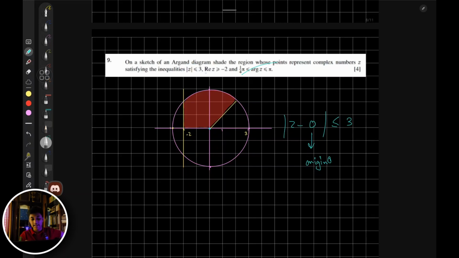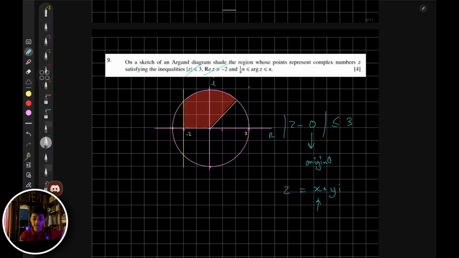Done. Next, you have real value of z, meaning if z is expressed by x plus yi, the real part is on the x-axis, if this is the imaginary and this is the real axis. The real part of the expression of the complex number is supposed to be what? Greater than -2. So you draw a line, x is equal to -2, and shade the increasing part, this part. Now it's not done yet.